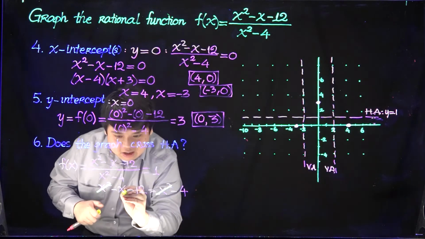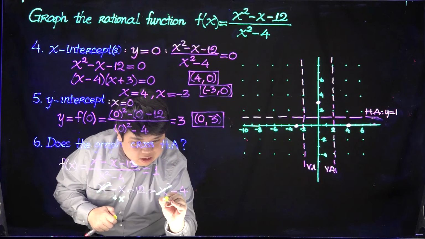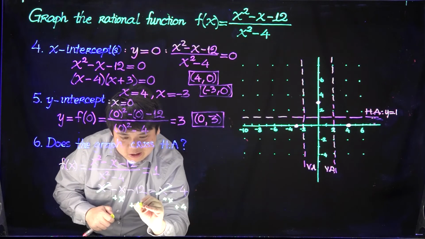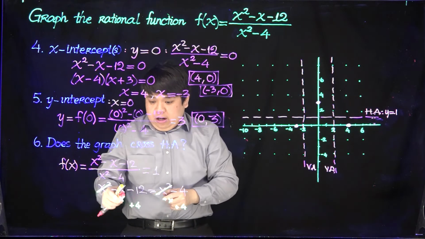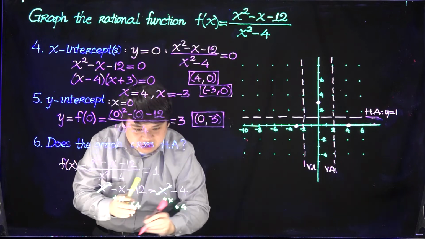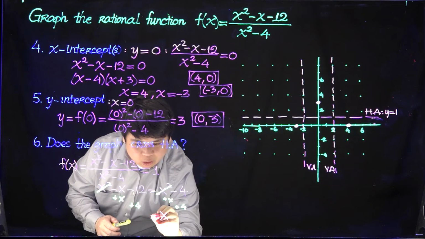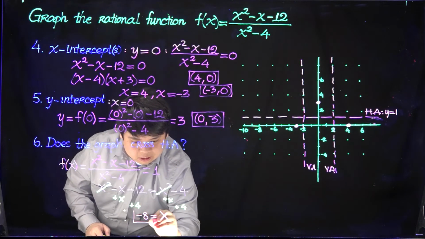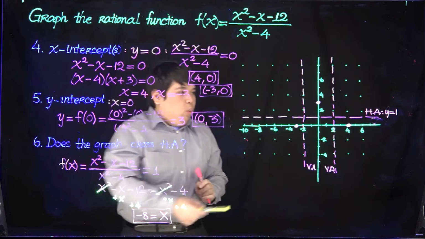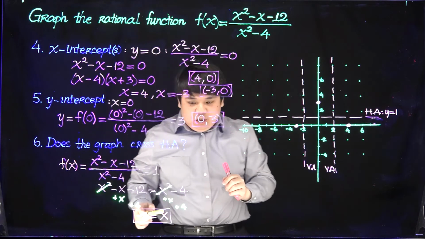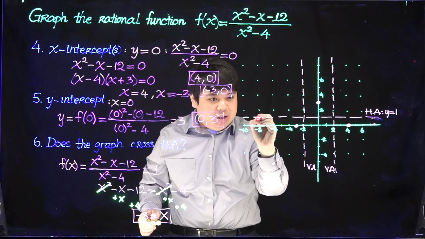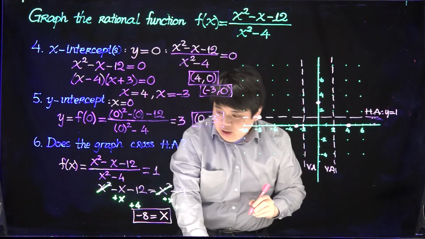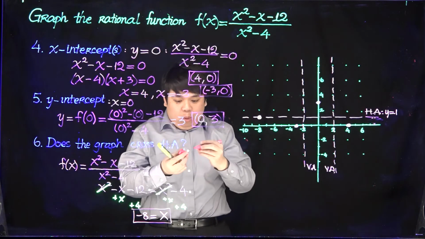And then add x to this side, then plus 4. So I will have x on this side equal to negative 8. So when y equal to 1, x is negative 8, there's a point on the graph, so actually we have to worry about this point here. So that's all the points we have.